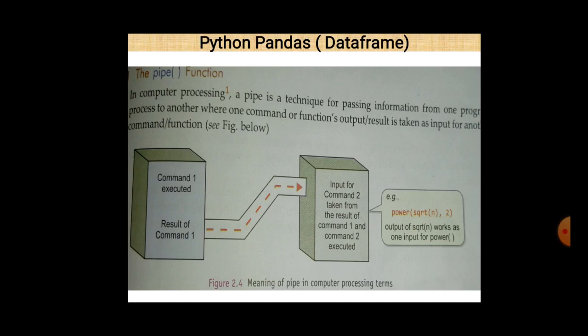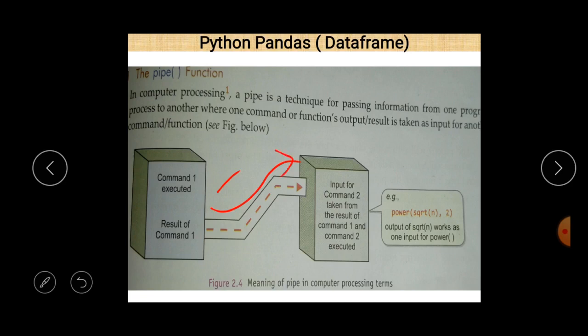You can easily see that there is a diagram here. Command 1 is executed, and it gives you a certain result, and that result is the input for the second command. And after that, we get a final result.